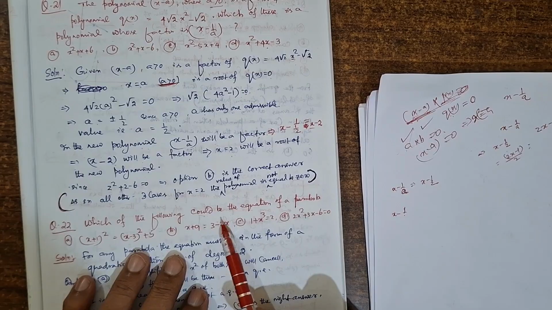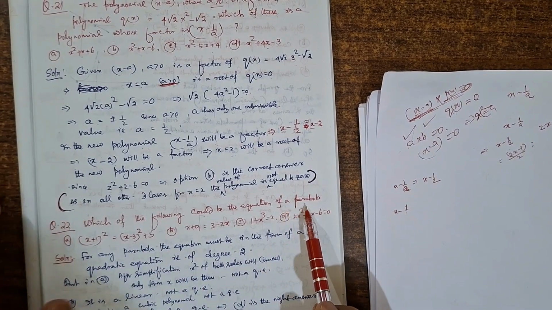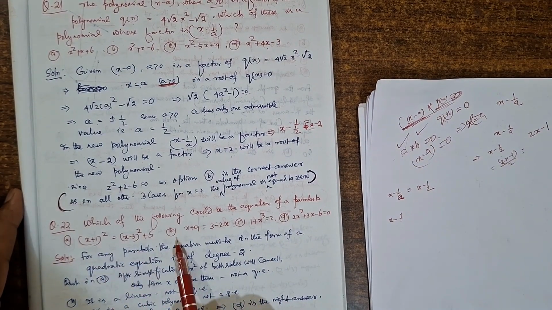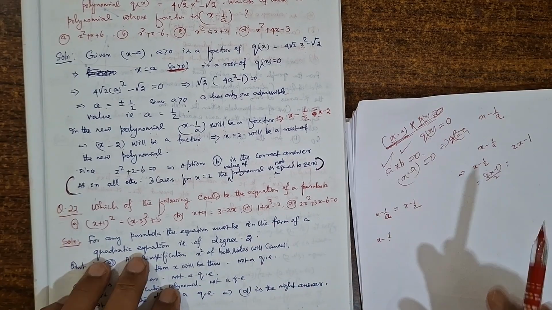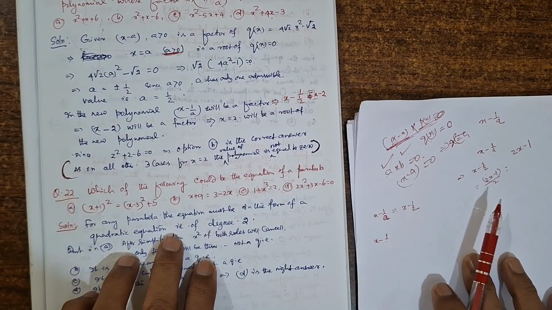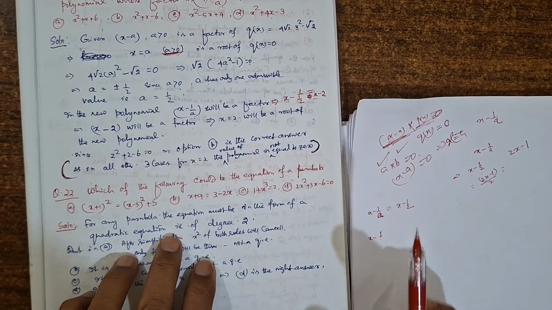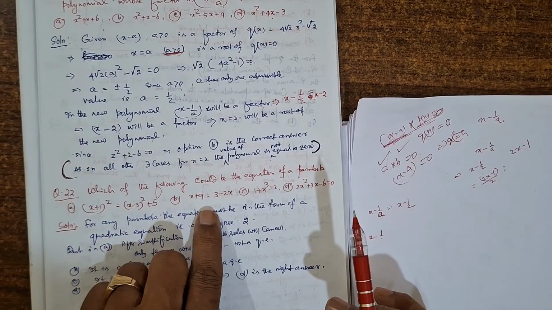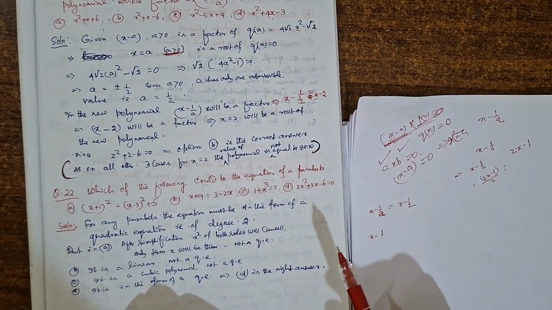Which of the following could be the equation of a parabola? For any parabola, the equation must be in the form of a quadratic equation. We know that degree 2 represents a parabola. The standard form is x square plus bx plus c is equal to 0.